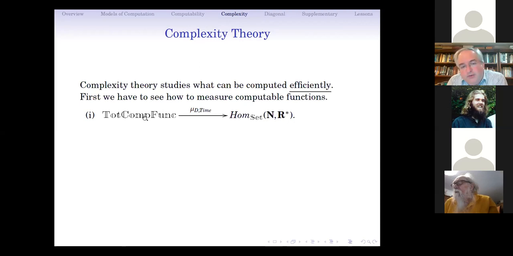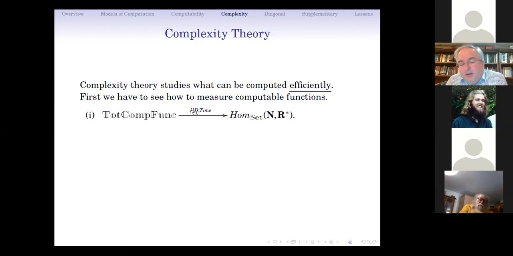For every total computable function, you want some other function from the natural numbers to the non-zero real numbers, and basically that tells you, depending on the size of the input, how many operations it will take, or how many time steps it will take. Given a computable function, you're going to get another function that tells you, for input of size n, f of n operations will have to be done.